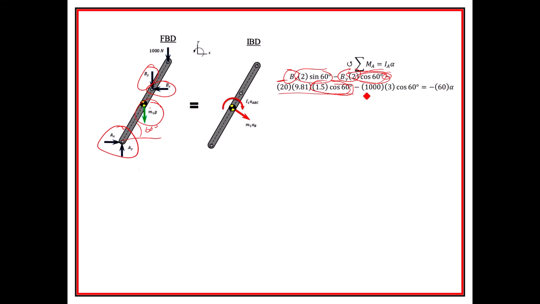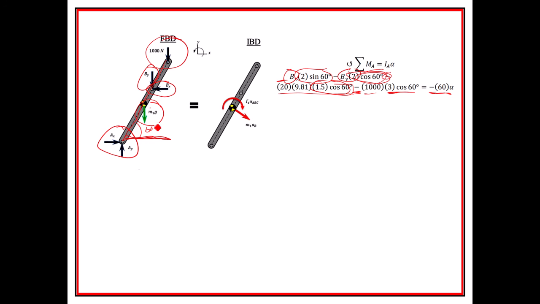And then we have 1,000 right here. We have to take care of that, and that one too is going to be clockwise. And its moment arm is going to be cosine of 60, so it's the entire length right there times the sine of 60, cosine of 60.